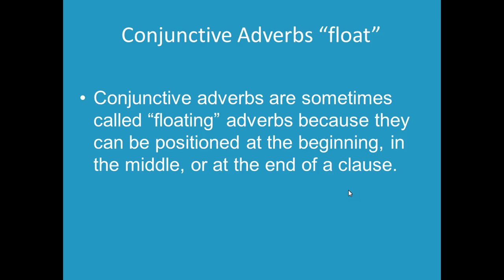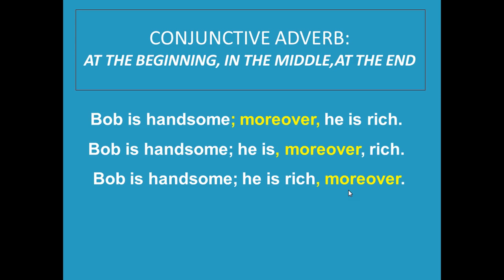Conjunctive adverbs float. They are sometimes called floating adverbs because they can be positioned at the beginning, in the middle, or at the end of a clause. Conjunctive adverbs at the beginning, in the middle, at the end. And here are 3 examples.